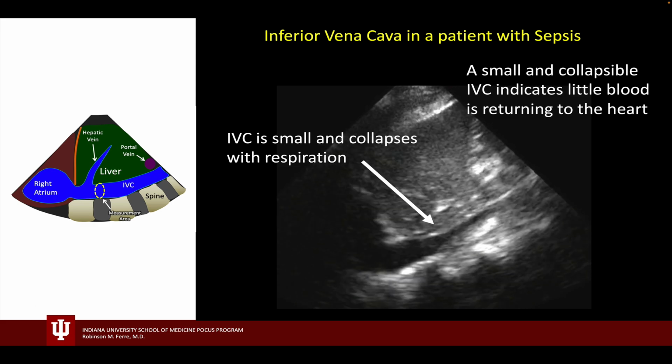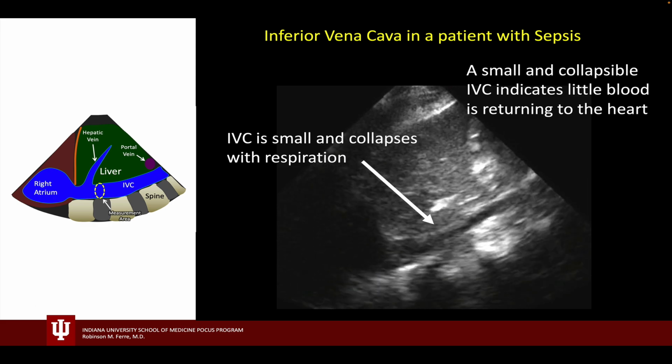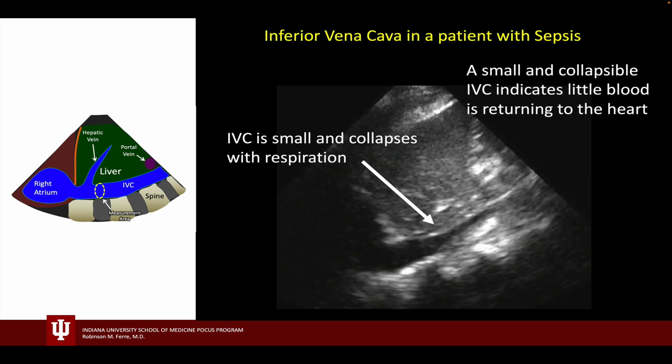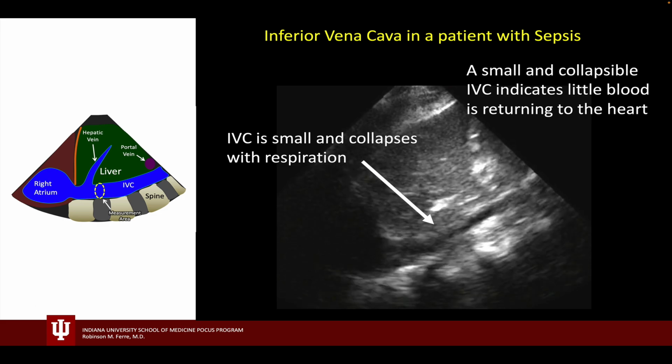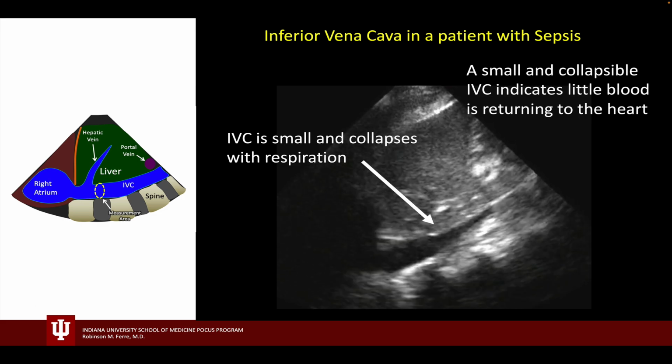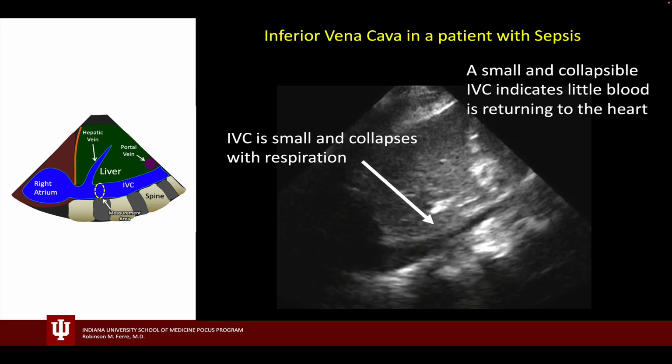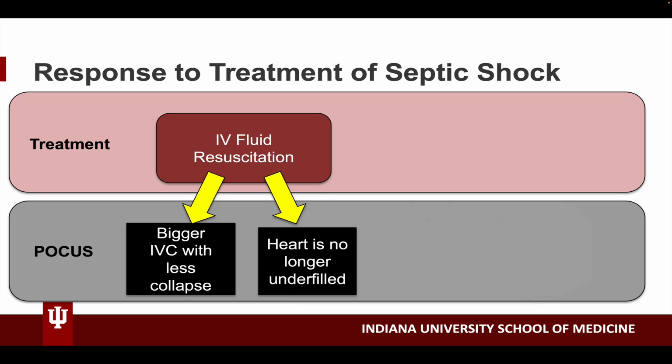We can see the same thing in hypovolemic or hemorrhagic shock, but in this case, the blood vessels are dilated because of the distributive shock, leading to less blood returning to the heart. But we can also use ultrasound to determine and assess response to treatment of septic shock.